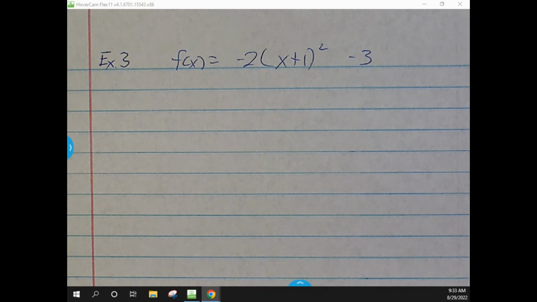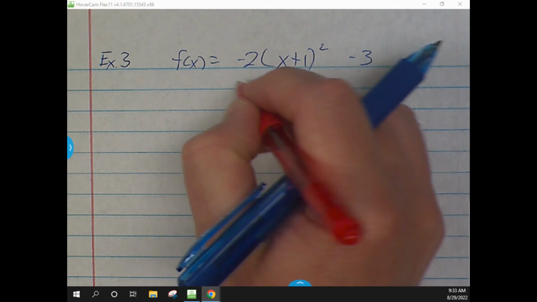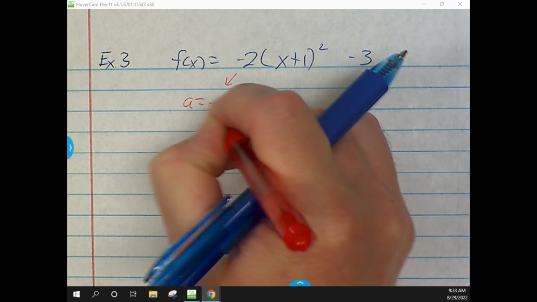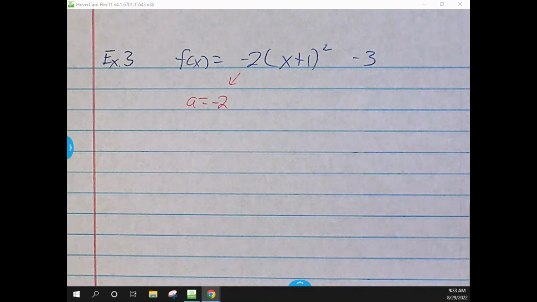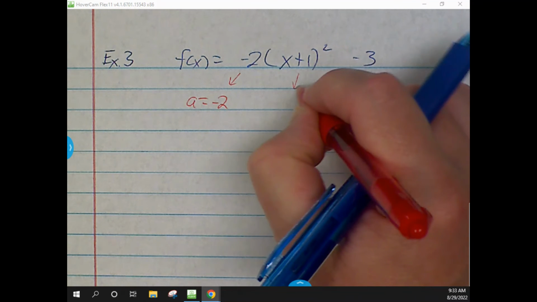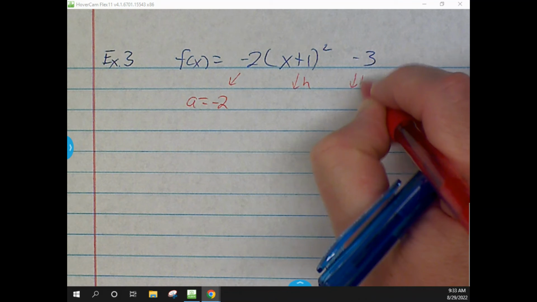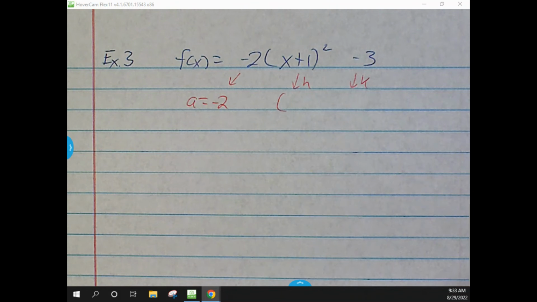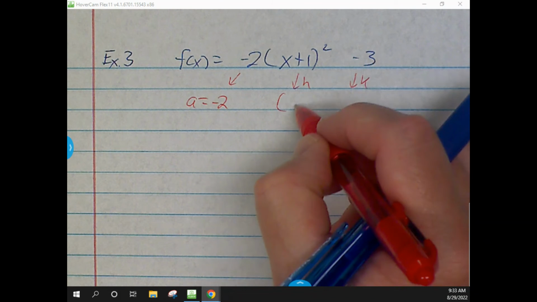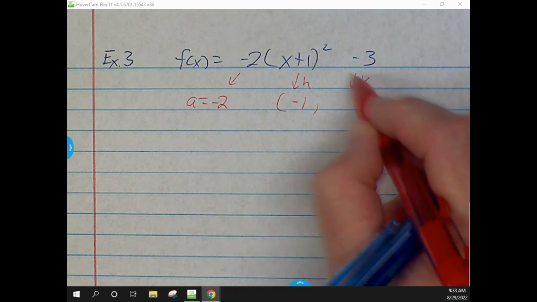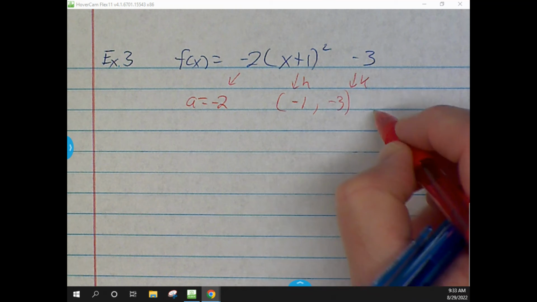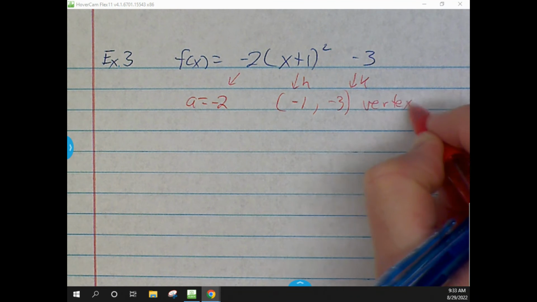All right, so let's get all this basic stuff out of the way. We've got our A value here, which is -2. We actually got something other than 1 this time, which is good. The number on the inside is your H value. The number on the outside is your K value. And again, change that from +1 to -1. This one stays the same. So there's our vertex.